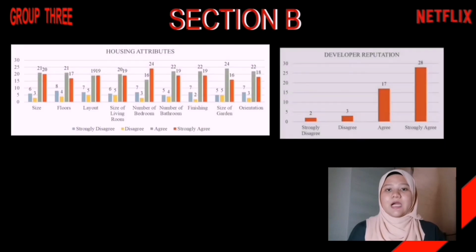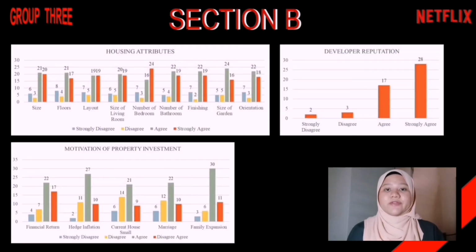The next graph is about housing attributes. Most of the respondents agree with the size of the garden, number of bedrooms, and number of bathrooms as housing attributes that affect their housing preference. It is because most respondents want to buy a house that can ensure their comfort when they live in the house with their family.